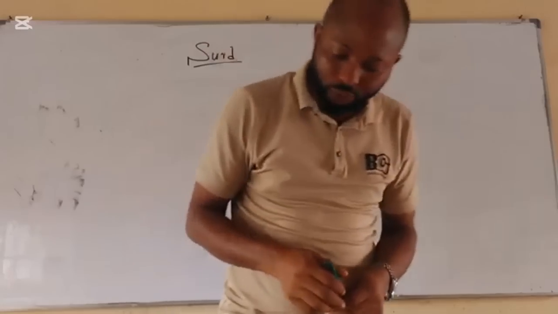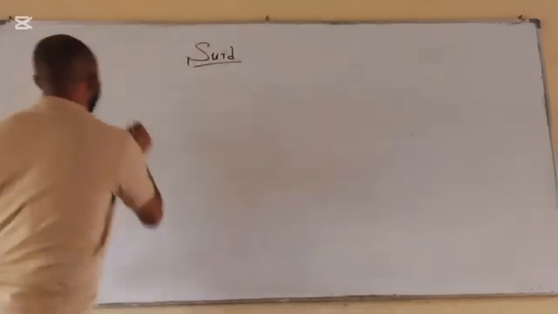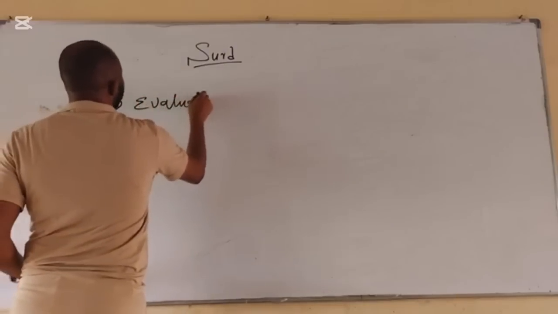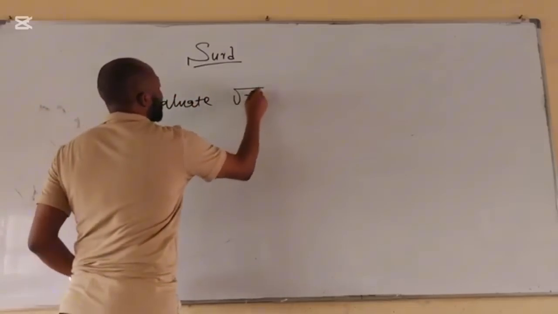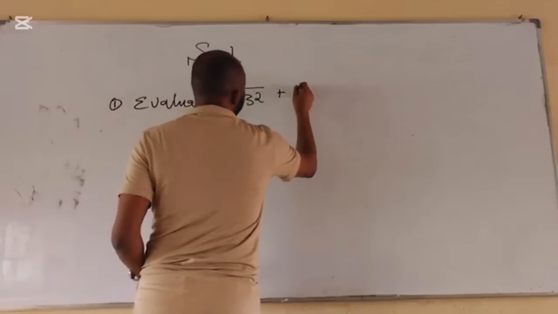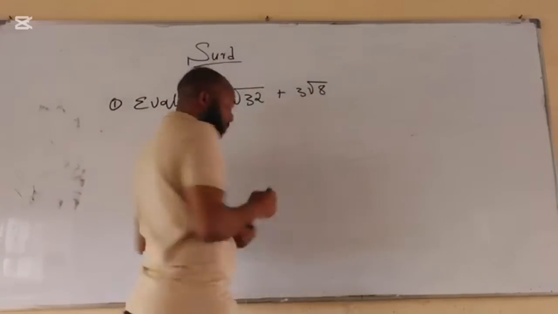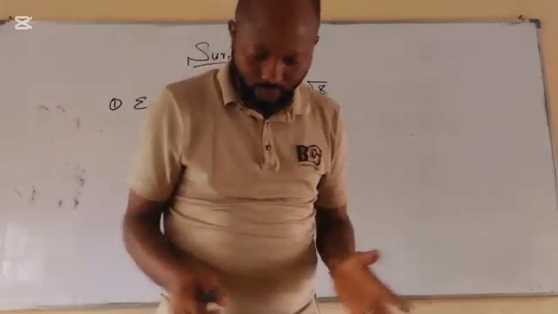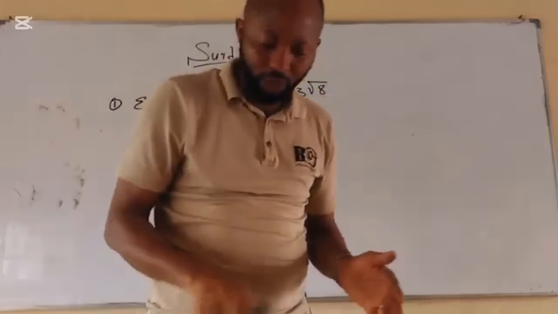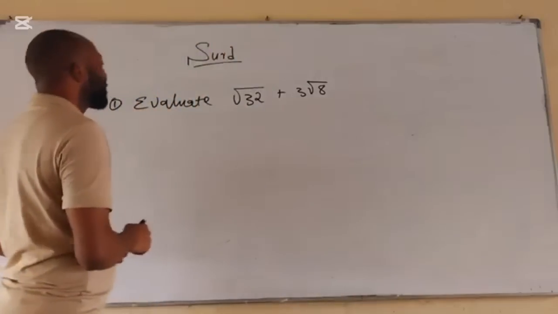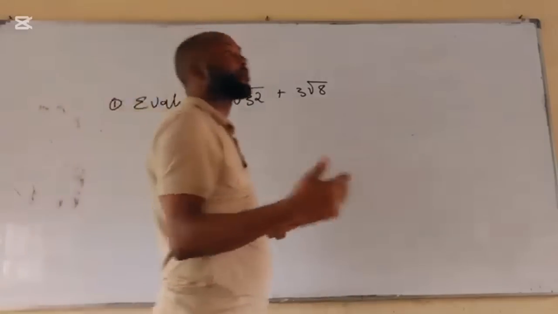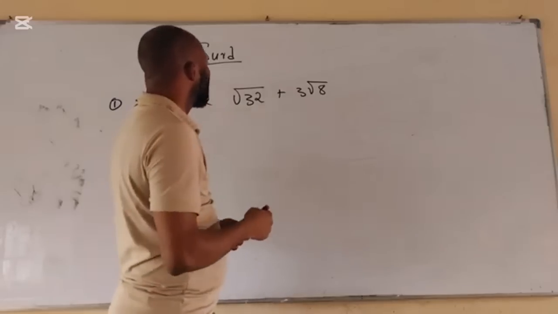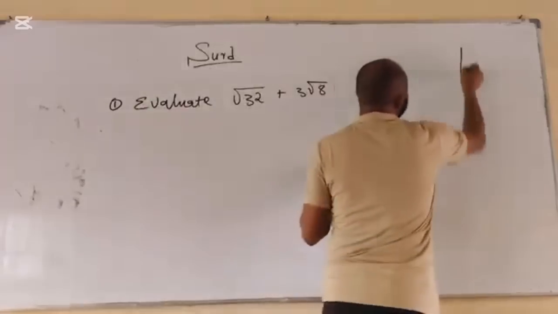Evaluate root 32 plus 3 root 8. Root 32 plus 3 root 8. Let me confirm that. Root 32, okay, where are we? Root 32 plus 3 root 8. So like they said, we have to simplify when needed. So we can see what to do. So 32 first, I want to simplify it.